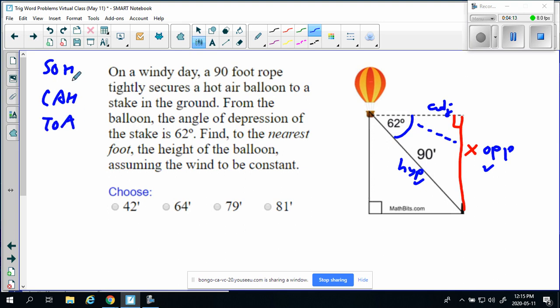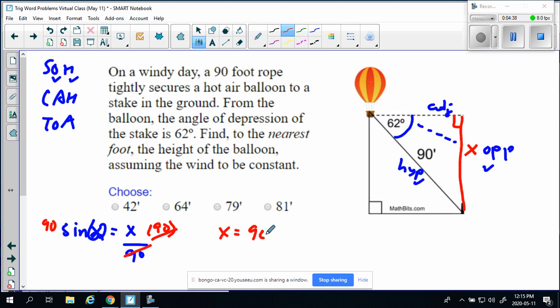SOHCAHTOA. So I have the opposite and the hypotenuse, so I'm going to choose sine. So sine of 62 degrees is x over 90. So again, I'm going to multiply both sides by 90. And let's see, x is equal to 90 times sine of 62.